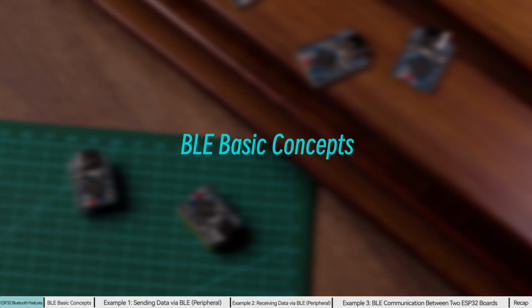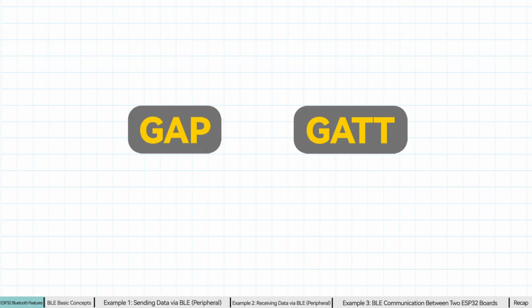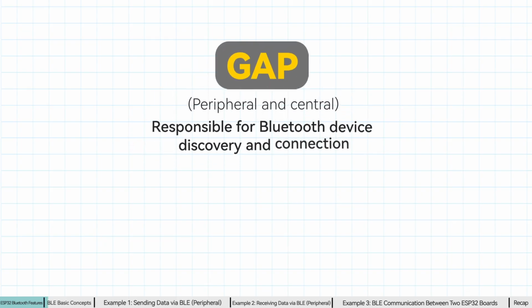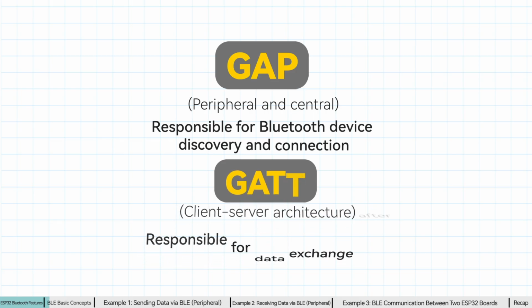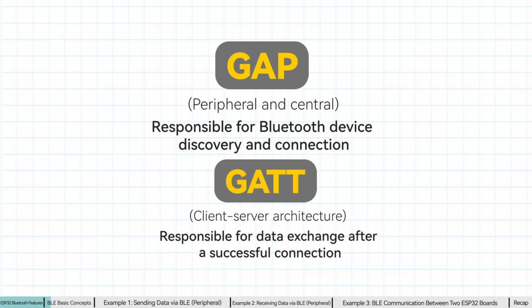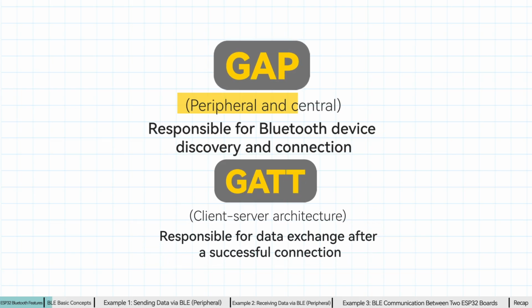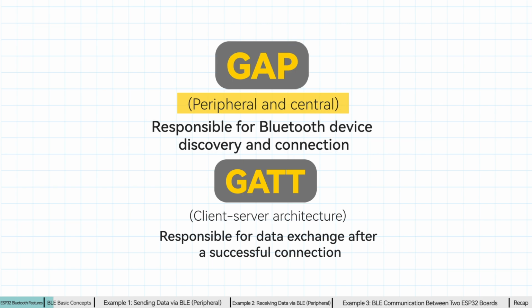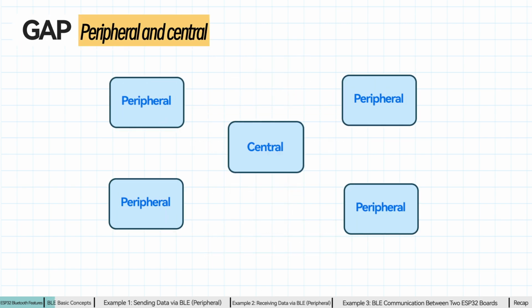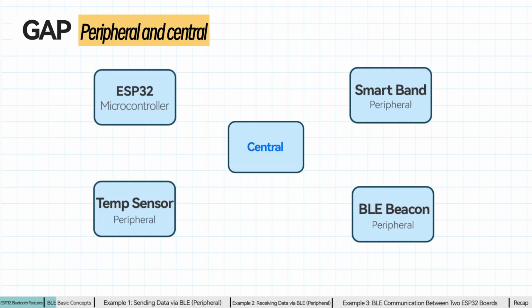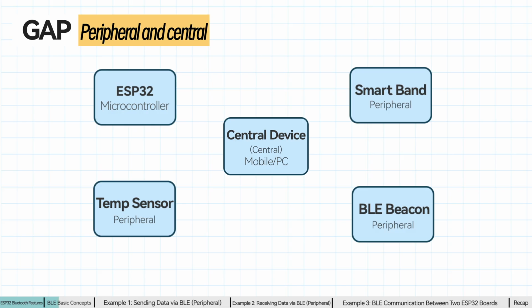Let's get started. Before writing code, we need to understand 2 core concepts of BLE communication: GAP and GATT. GAP is responsible for Bluetooth device discovery and connection, while GATT is responsible for data exchange after a successful connection. First, GAP defines 2 roles: peripheral and central. A peripheral is typically a device that broadcasts data, such as a sensor or a smart bulb. It advertises its presence. A central is usually a smartphone or computer. It scans for advertisements to find target devices and actively initiates connection requests.